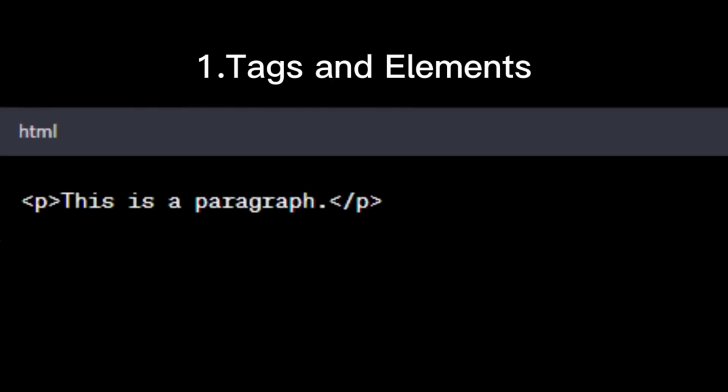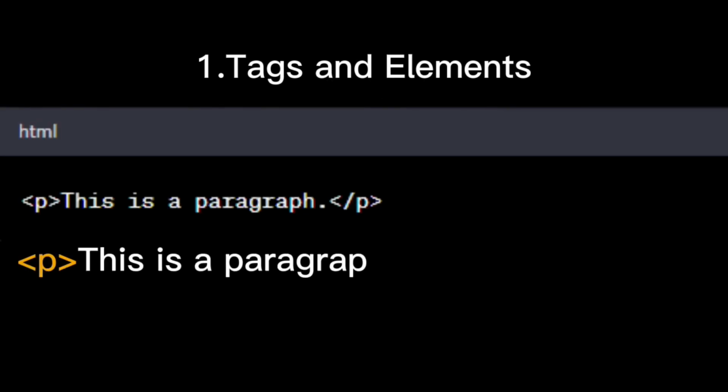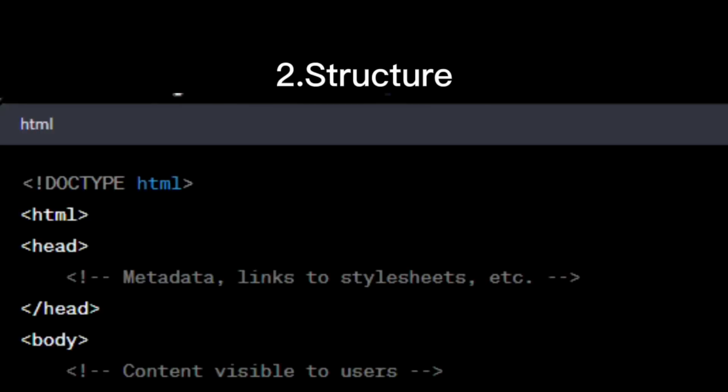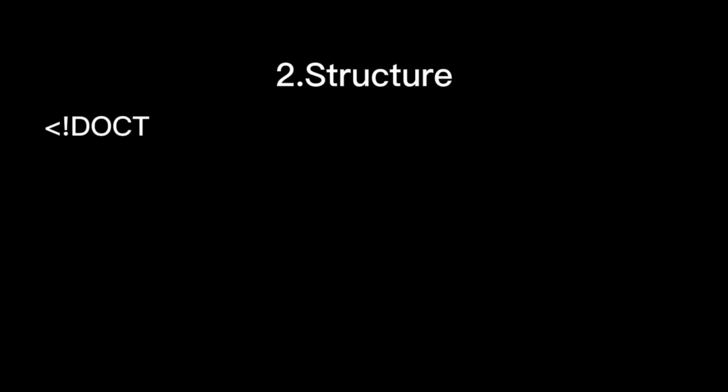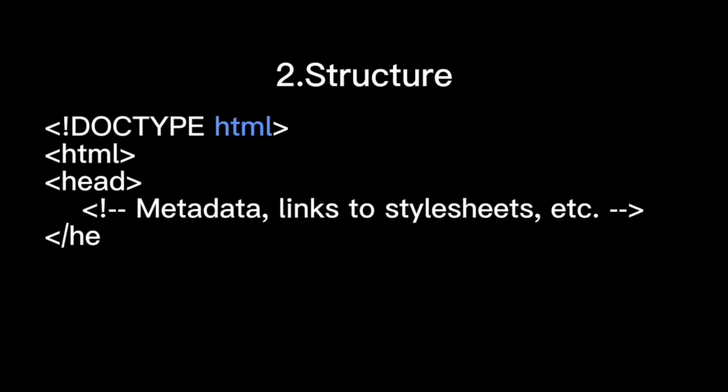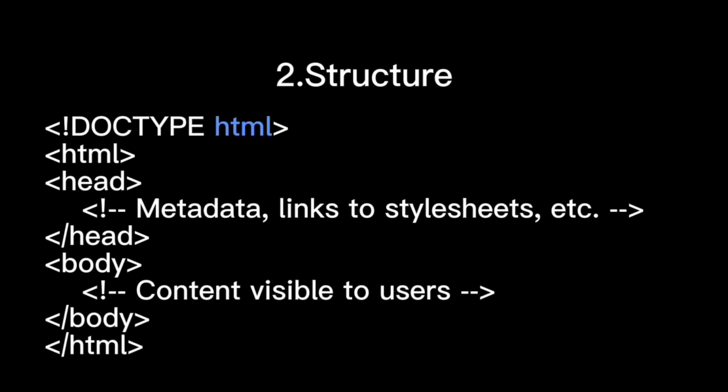Tags and elements. HTML documents are constructed using a series of elements, each represented by an HTML tag. Tags are enclosed in angle brackets. Elements consist of an opening tag, content, and a closing tag. Structure. HTML provides a hierarchical structure to organize content. The basic structure of an HTML document includes an opening doctype declaration, and an HTML element containing head and body sections.